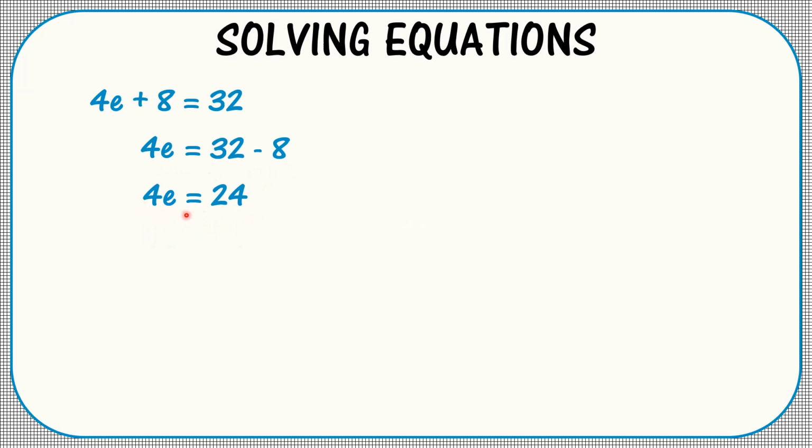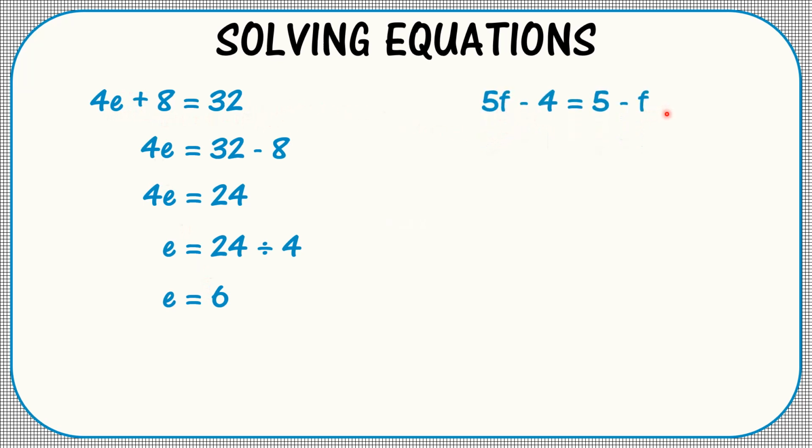This is 4 times e. The opposite of timesing by 4 is dividing by 4. So e is equal to 24 divided by 4. e is therefore equal to 6. Again, we can check our answer. 4 times 6 is equal to 24. 24 plus 8 is equal to 32. So we know our answer is correct.